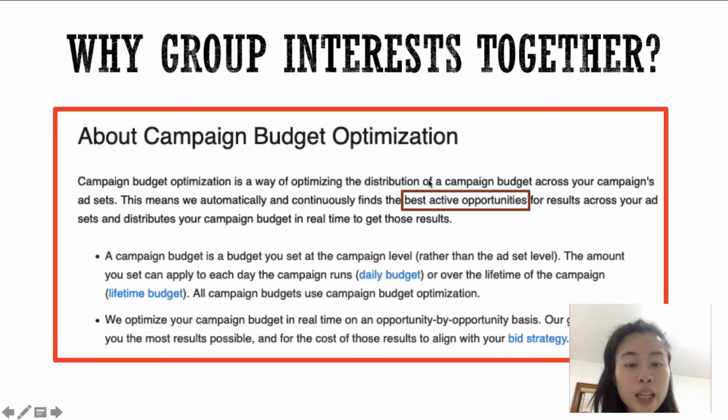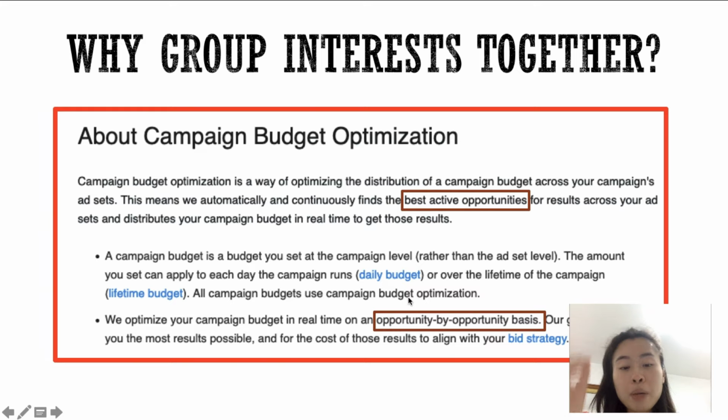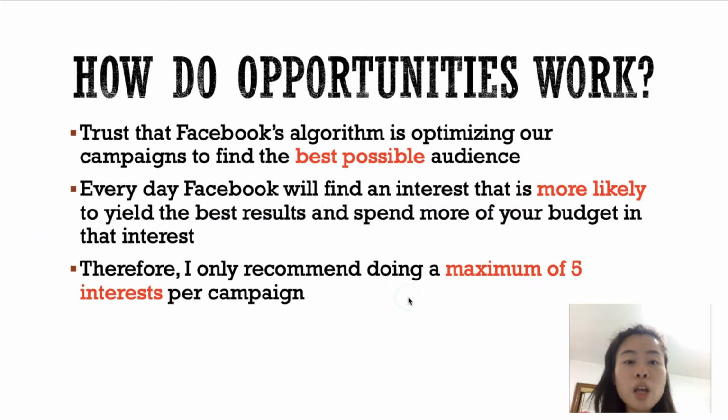All right, guys. So now this is how Facebook describes their CBO campaigns. They are going to find the best active opportunities for us, right? And they mentioned it again, they're going to do it on an opportunity by opportunity basis. This is exactly from Facebook's page. You can go ahead and read it yourself. But I just want to quickly explain, how do opportunities work?